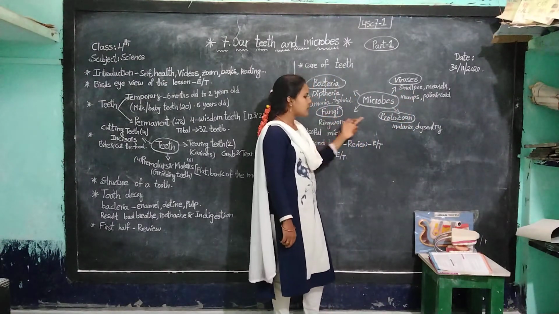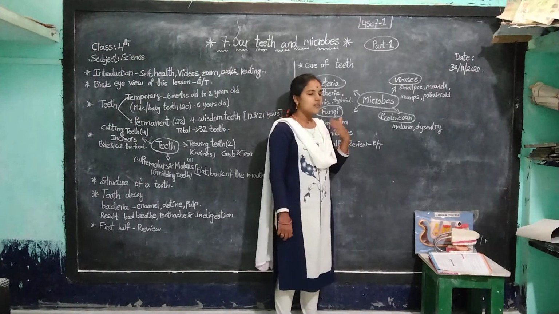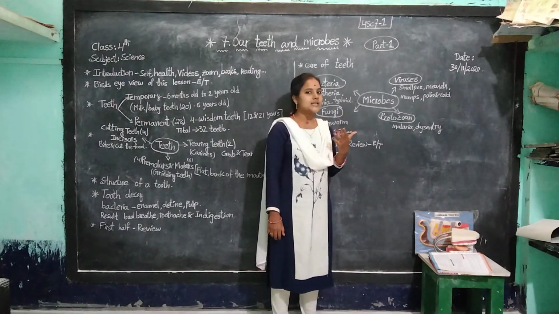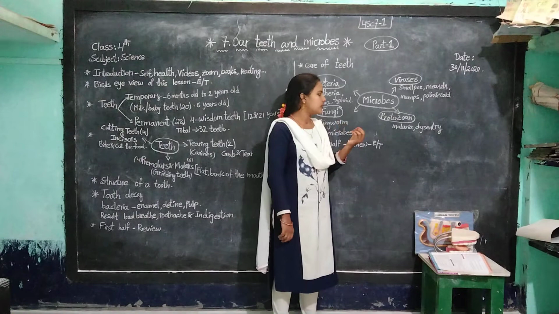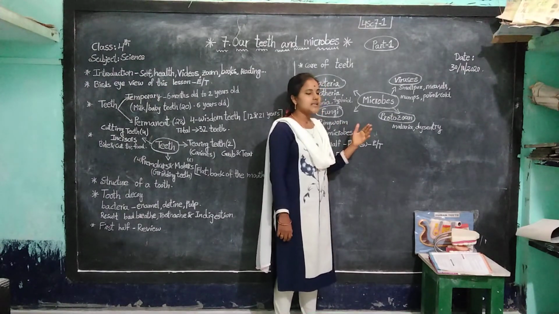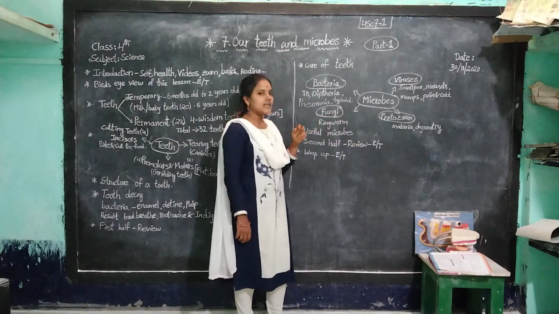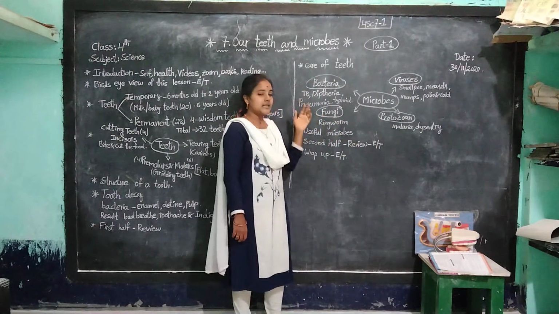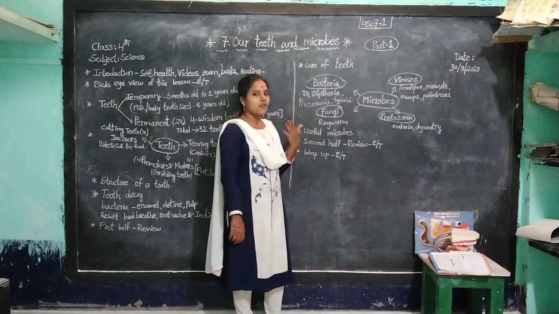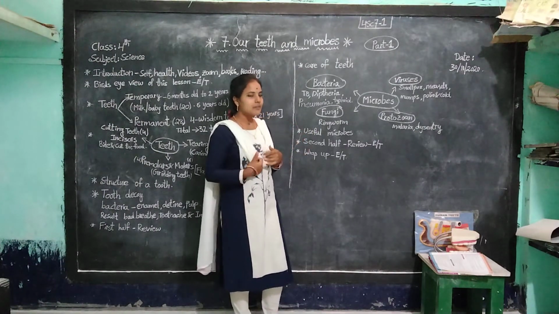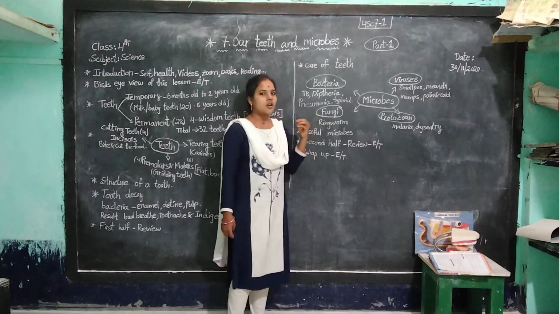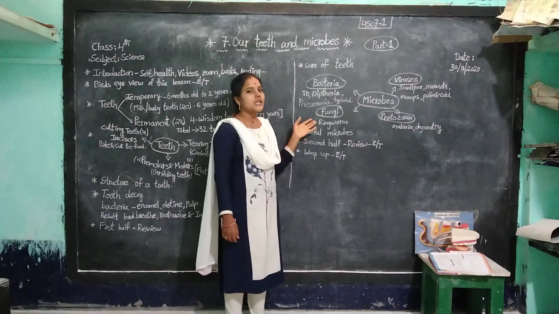Protozoa are one-celled animals. Most protozoans are harmless, only a few are harmful. These cause the diseases malaria and dysentery. Fungi are non-green plants like bacteria, and they also do not have chlorophyll. They grow on decaying matter, and the disease caused by fungi is ringworm.